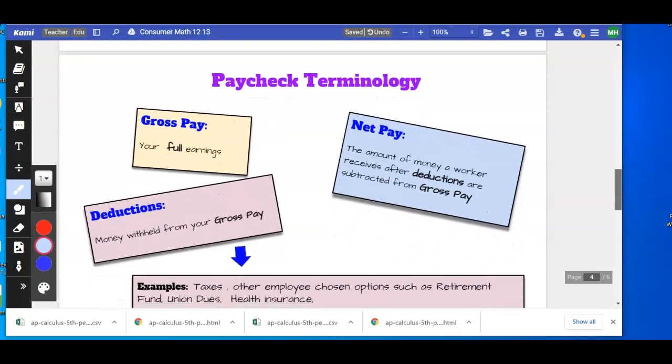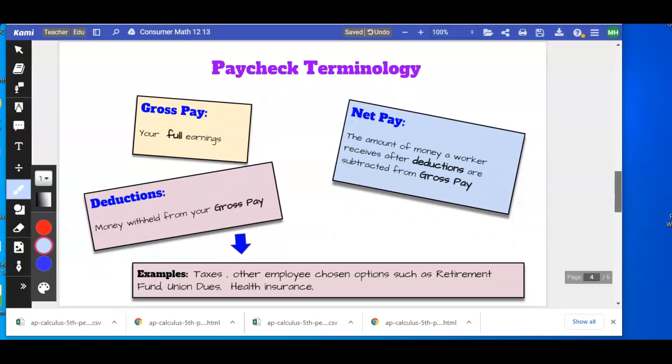That's what you'll do on those 10 questions or so. Just a little bit of terminology here. When you see the term pay, gross pay means your full earnings. That means any commission, tips, or piecework like you studied a little earlier, any other form of pay. That's called your gross pay.